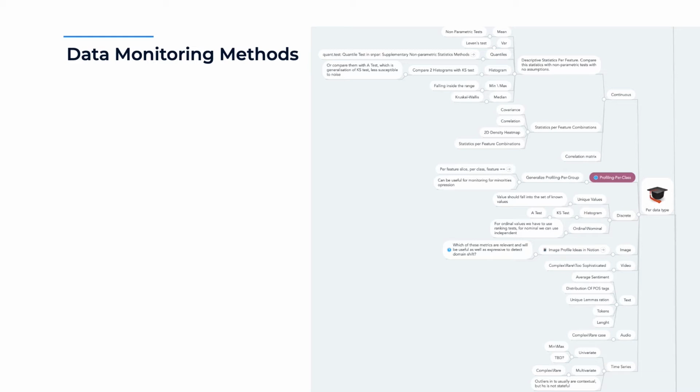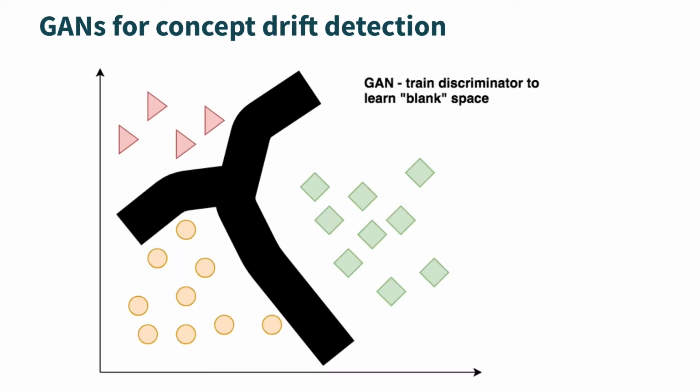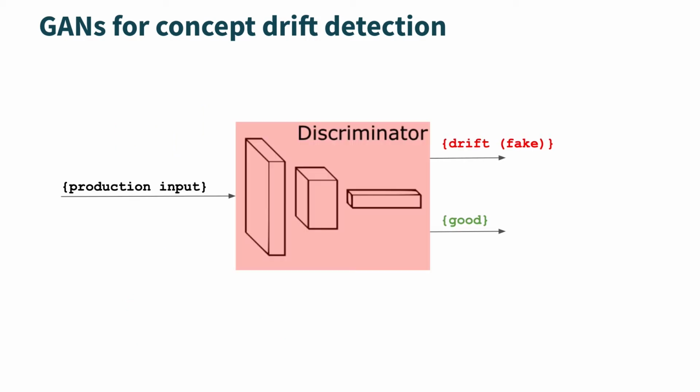As I mentioned, there are many methods, and the challenge is that there are generic methods and very use case specific metrics, like model specific metrics. Here, a few words about GANs for concept drift detection. Basically, the idea is to train your discriminator to learn that blank space and be able to classify not fake versus fake, but drift versus good data, good input. So the high-level idea is there, but I'll not go into details.